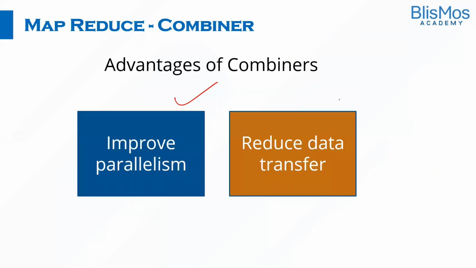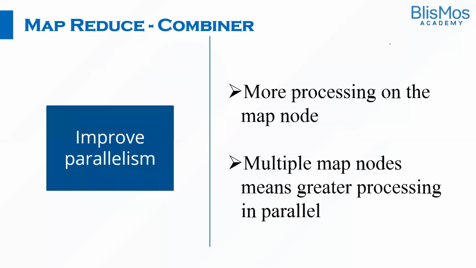Now, what are the advantages of the combiners? It improves the parallelism. It reduces the data transfer. How does it do that? How does it improve the parallelism? What is happening here is, assuming that we have system 1, system 2, system 3. And after that, we are having a mapper. In system 1, we have mapper 1. In system 2, mapper 2, mapper 3.